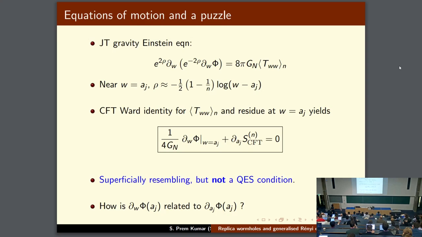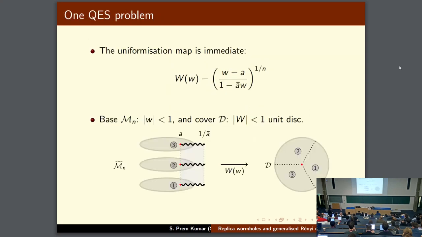So the real question here is, how is the derivative of the dilaton evaluated at the branch point related to the derivative of the dilaton at the branch point with respect to the branch point? These are two completely different things. So in order to understand this, you first look at the one quantum extremal surface problem.